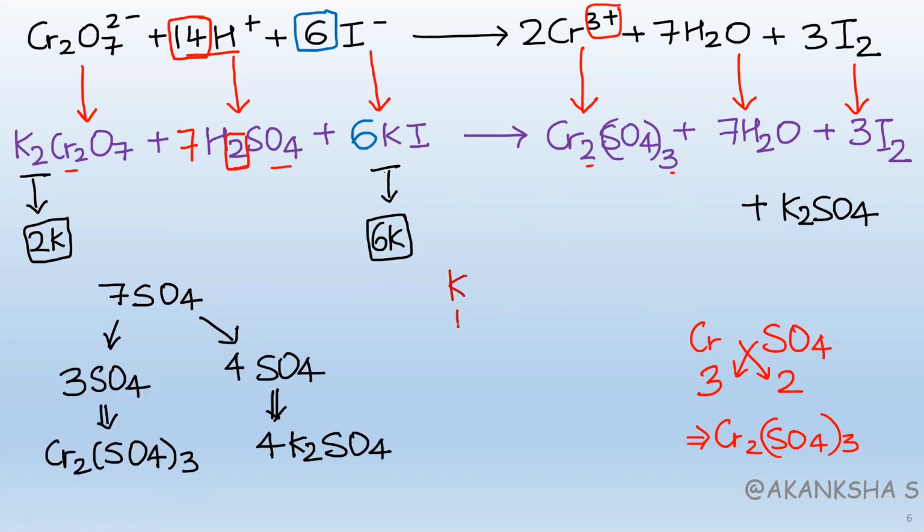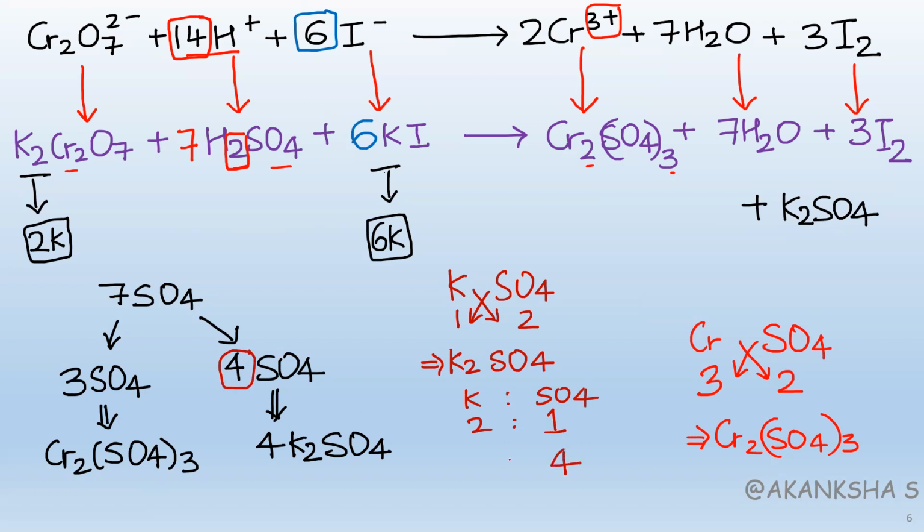We need to understand potassium has a charge of 1, sulfate has a charge of 2. You cross multiply, you're bound to get K2SO4, meaning potassium sulfate happens in the ratio 2 potassiums to 1 sulfate. How many sulfates do we have? We have 4 sulfates with us. So 4 sulfates, 4 twos are 8 potassium. Do we have 8 potassiums? Yes, we do have 8 potassiums. So 4 sulfate, 8 potassiums. Okay.